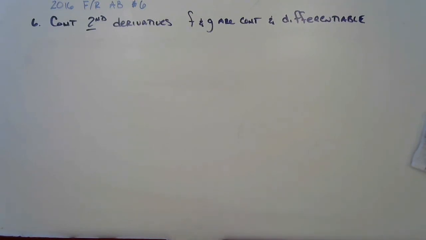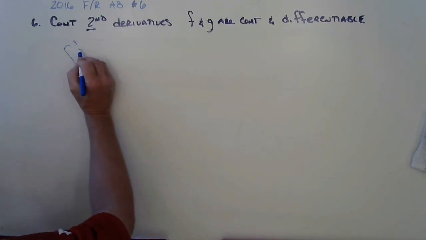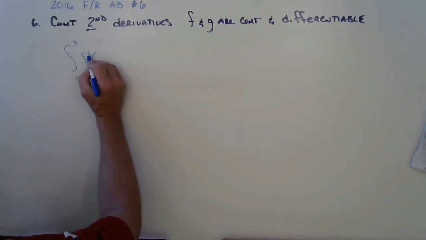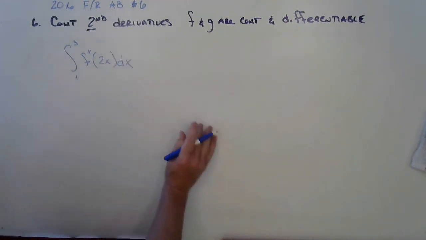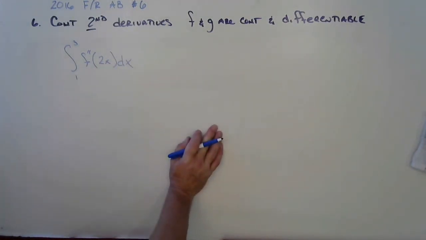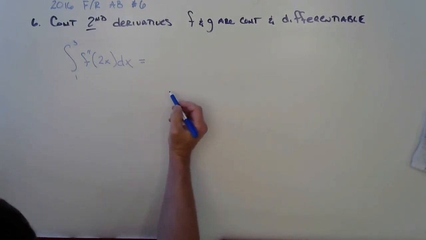All right, so what does part C say? Part C says find the integral from 1 to 3 of f double prime of 2x dx. All right, integral from 1 to 3 of f double prime of 2x dx. Oh, man, I don't know f. I don't know f prime, I don't know f double prime, but I know the fundamental theorem of calculus.